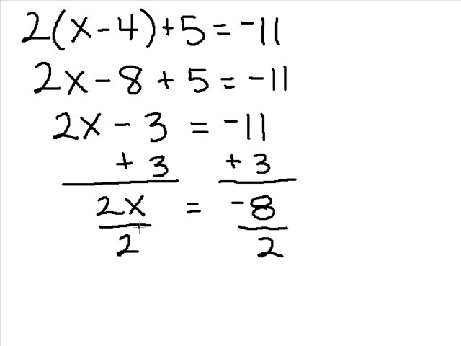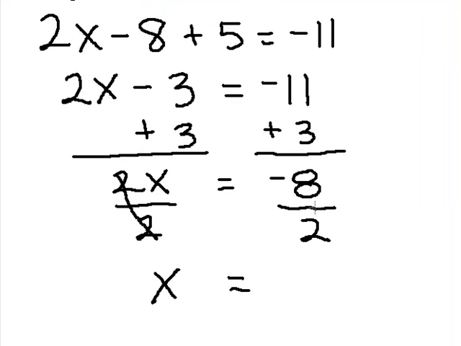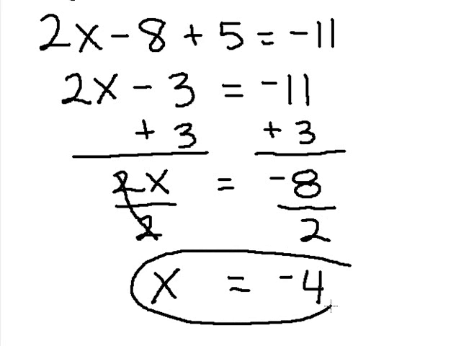I've used the fraction bar to show division. 2x divided by 2 equals x, and negative 8 divided by 2, or negative 8 halves, equals negative 4. X equals negative 4. We have a solution.